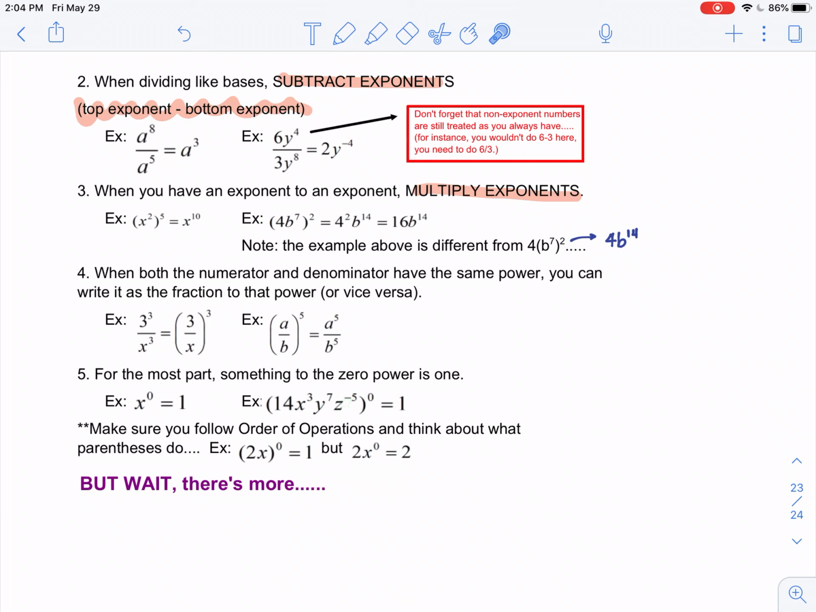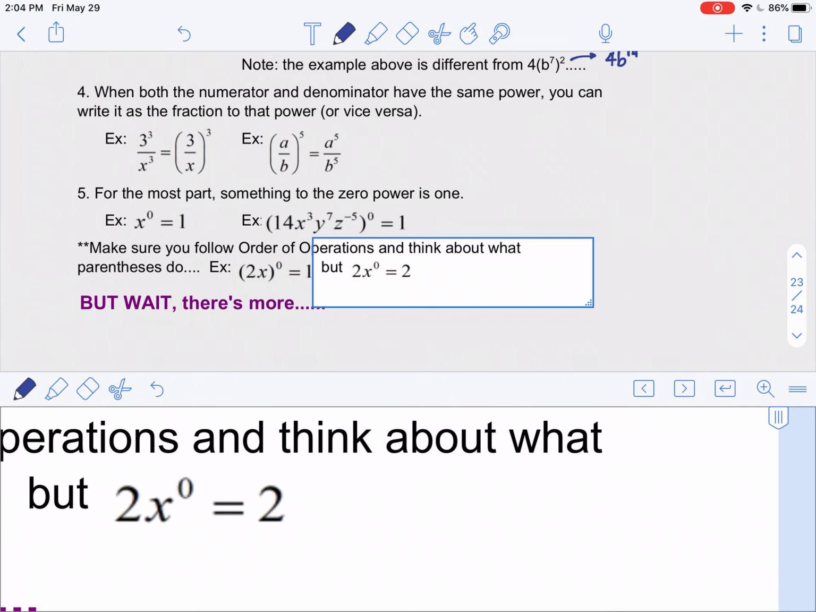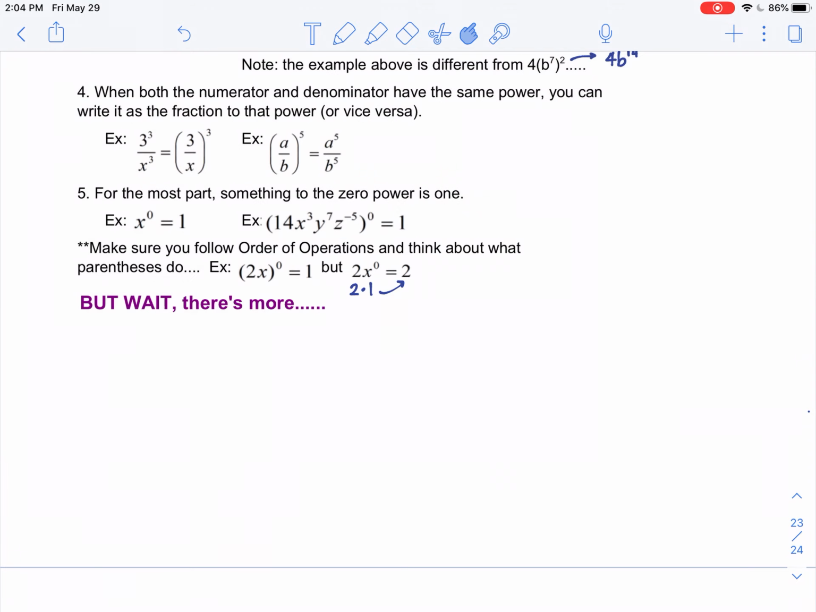I do want you to make sure you're thinking about order of operations. Here's where parentheses are important. Right here, this says the quantity 2x to the 0 power, right, that's 1. But if I have 2x to the 0 power without the parentheses, right, that is a little bit different, and that would be 2 times 1, which is 2. So it does matter where the parentheses are, okay?